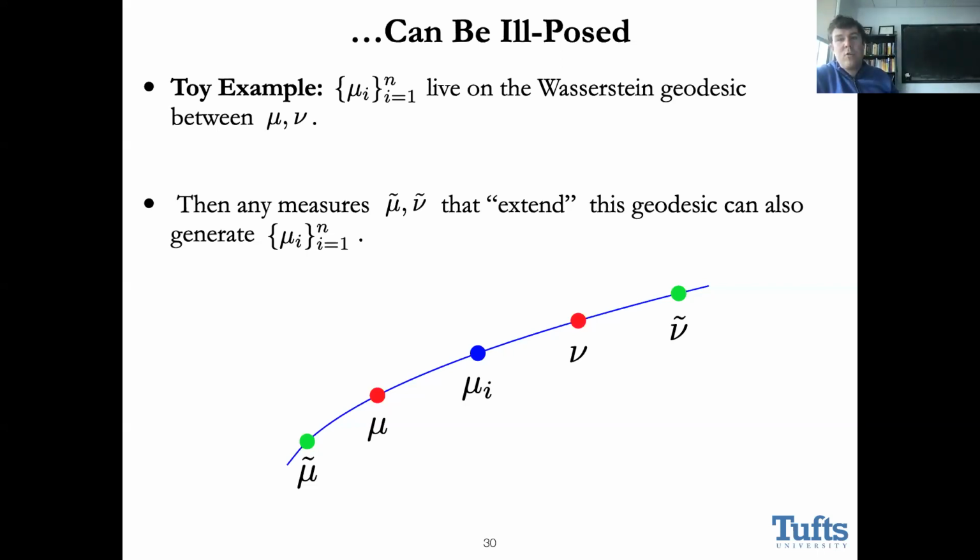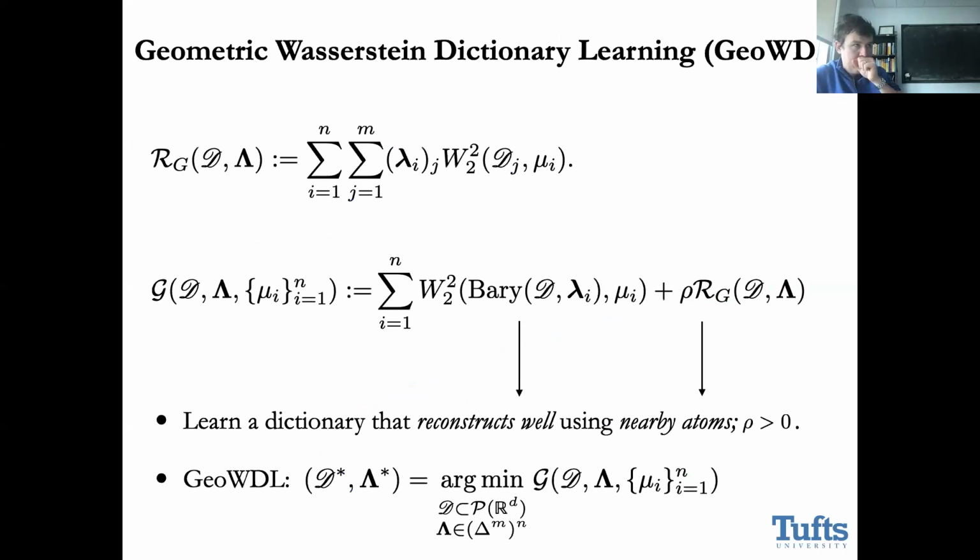So if in some sense your training data are, in air quotes, collinear, but living on a low-dimensional geodesic in Wasserstein space, there's going to be non-uniqueness of solution to this. So the approach that we were taking was to think about ways to make it well-posed. We took the original reconstruction problem and added what we called a geometric regularizer, which essentially penalizes reconstructing using dictionary atoms that are far from me.